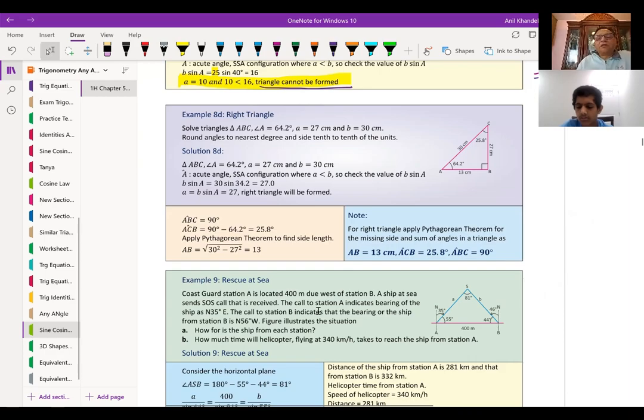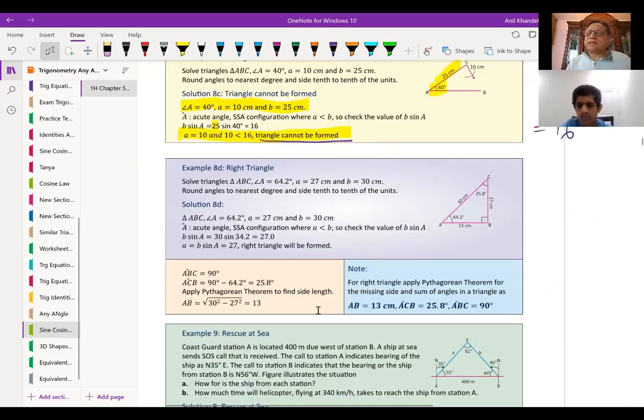Now, the next example is where the side is exactly equal to the perpendicular. You can now read the question. Okay. Solve triangle ABC. Angle A equals 64.2 degrees, side A equals 27 centimeters, and side B equals 30 centimeters. Round angles to the nearest degree and side length to the tenth of the units.